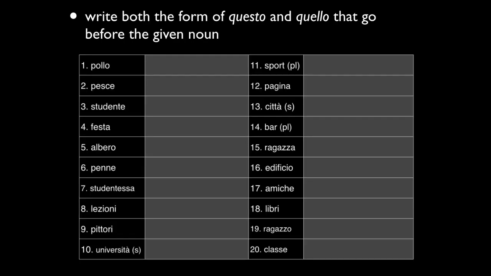Okay, so let's try some of these out here. So you're going to write both the form of questo and quello that go before the given noun. So if it's pollo, we have a masculine singular consonant word, so keep all that in mind. It would be questo pollo or quel pollo, this or that chicken. So why don't you pause it here and work these out on scrap paper, and I will be back to let you know what the answers are.